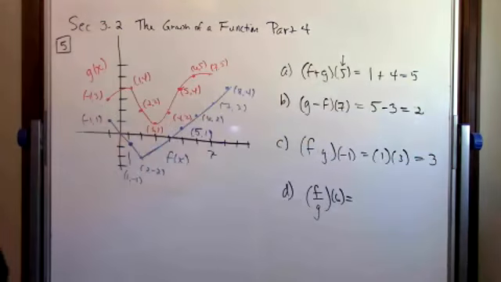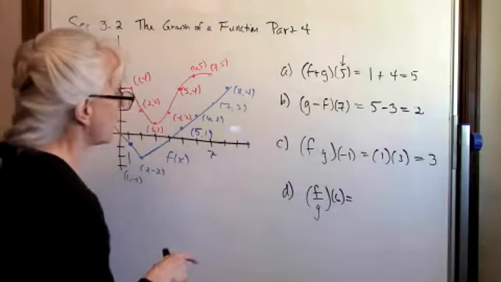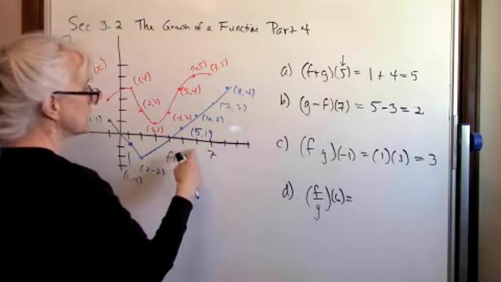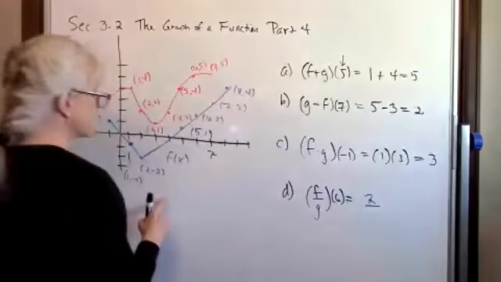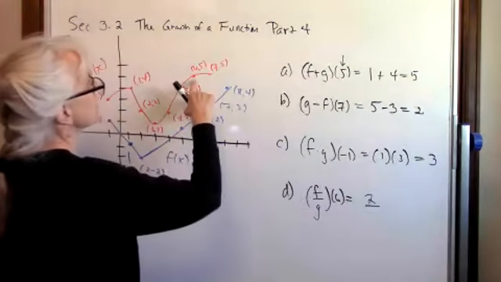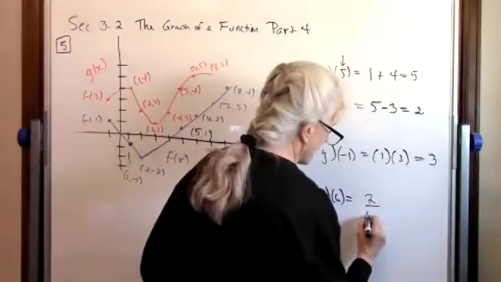Then finally, f divided by g. Again, the order matters here. F function at 6, so we're going to come back to 6. 6 is an output of 2 for the blue function. And for the red function, which is our g function at 6, the output value is 5. So we're going to end up with 2 fifths.